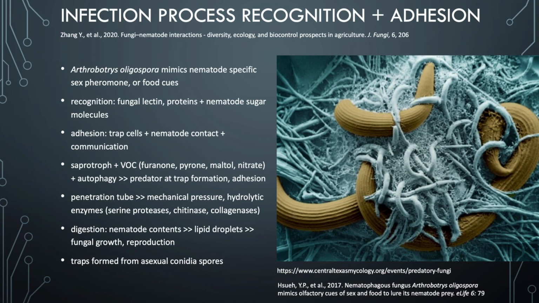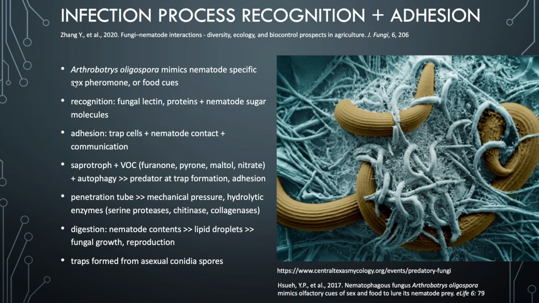So before a nematode is trapped, there is a whole process that goes on that involves, first of all, recognition and then adhesion. So in the species of fungi Arthrobotrys oligospora, there are specific sex pheromones that the hyphae produce, mimicking those of the nematode, as well as chemical food cues are produced to attract the nematode. So there is a lure before this interaction occurs.